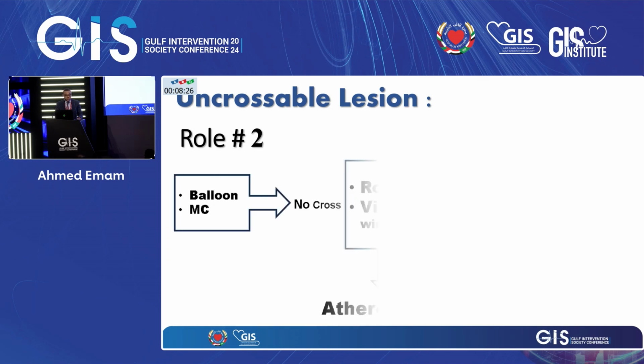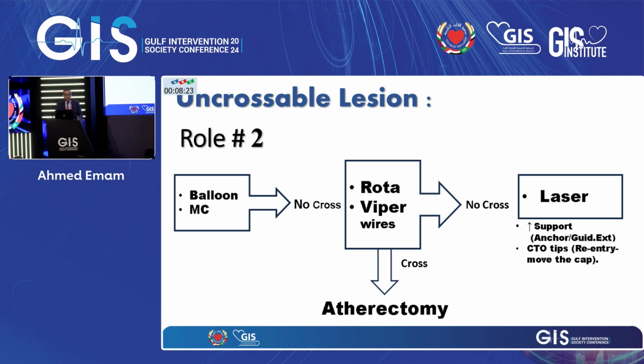But rule number 2, if you couldn't cross by both the balloon and microcatheter, in this case try to cross with the rota or Viper wires. Do atherectomy if you succeeded. If you didn't succeed, also try to go ahead and use laser. Another solution, you can increase the support. If you have CTO experience, you can do the re-entry techniques or even move the cap.